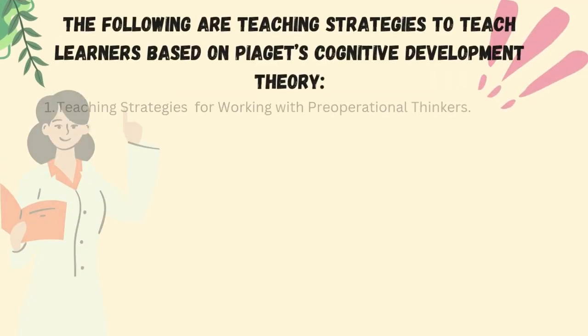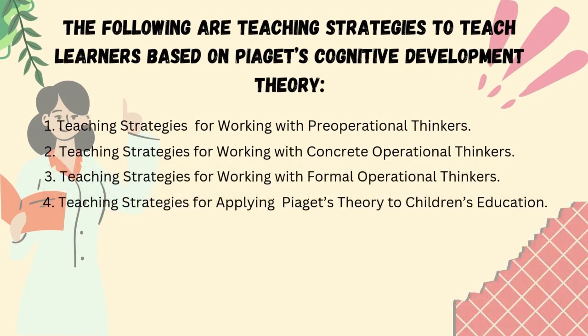So these are the following teaching strategies to teach learners based on Piaget's cognitive development theory. First is the teaching strategies for working with pre-operational thinkers. The second is the teaching strategies for working with concrete operational thinkers. The third is the teaching strategies for working with formal operational thinkers. And last is the teaching strategies for applying Piaget's theory to children's education.